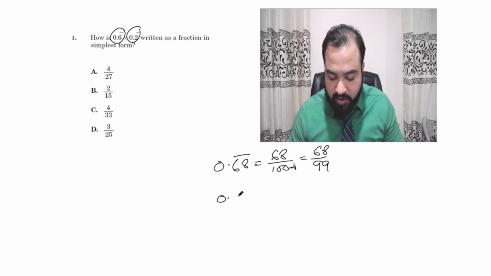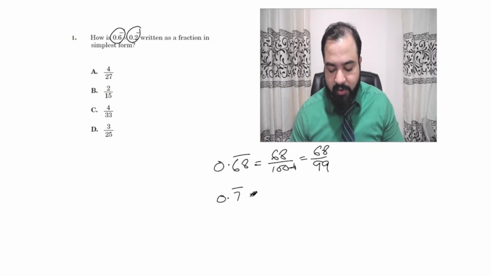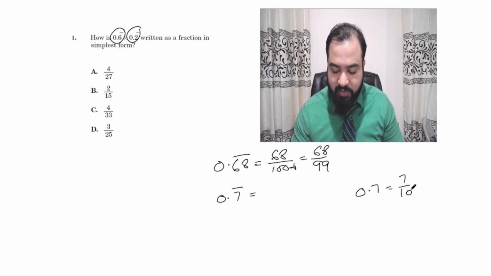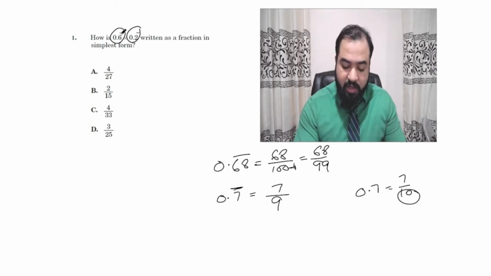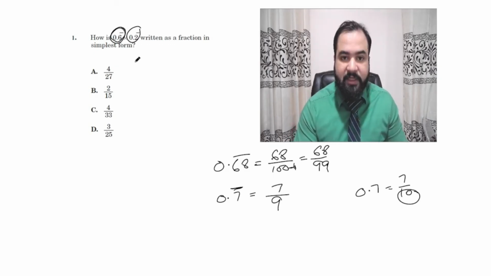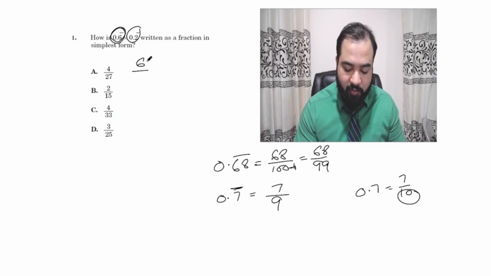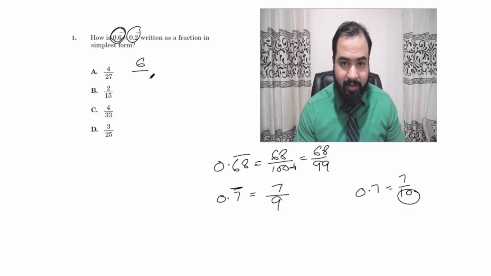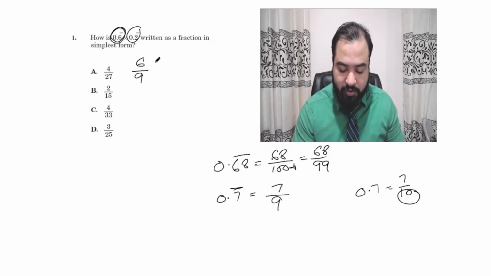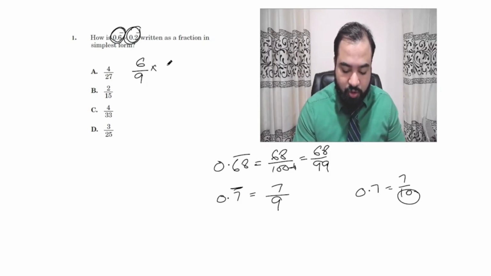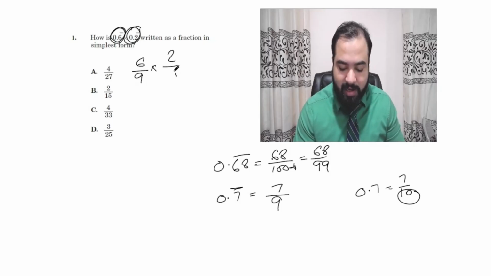So let's say you have 0.7 bar. We know that just 0.7 is equal to 7 over 10. But since we have the bar, 0.7 bar will be 7 over 9, 1 less than the denominator 10. So now let's apply that. So 0.6 bar, it's 6 over what, guys? 10? No, it's 6 over 9, 1 less than what it's supposed to be. Now, times 0.2 bar means 2 over 9.